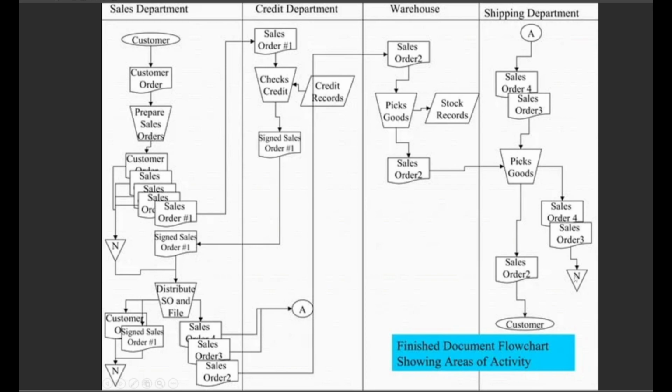Okay, so they also have a report on themselves. Okay, so this is the finished document flowchart showing areas of activity for a sales transaction between the sales department, credit department, warehouse, and shipping department for the customer itself. Okay, so that is how document flowcharts work. Okay, so we also have other types of flowchart. Okay, we have the system flowchart. Okay, so now we'll go to the system flowchart.